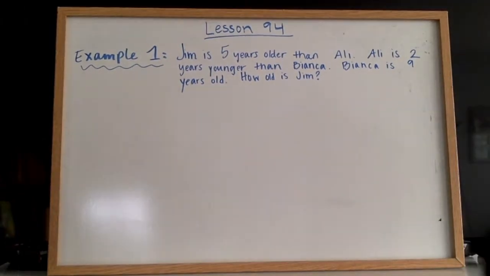Today we're going to talk about lesson 94. I'm going to start with example 1. Jim is 5 years older than Allie. Allie is 2 years younger than Bianca. Bianca is 9 years old. How old is Jim?